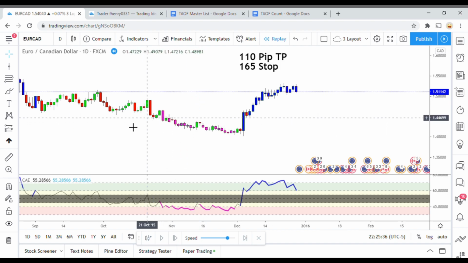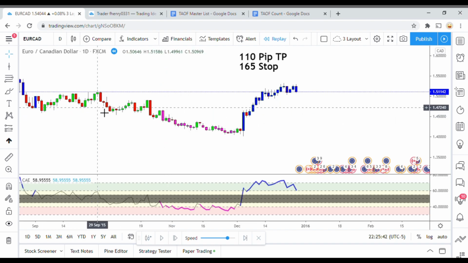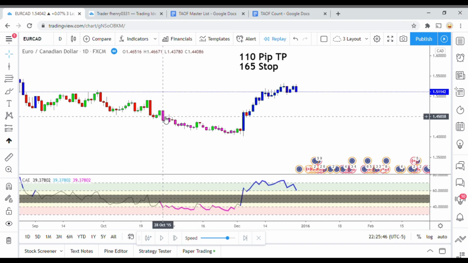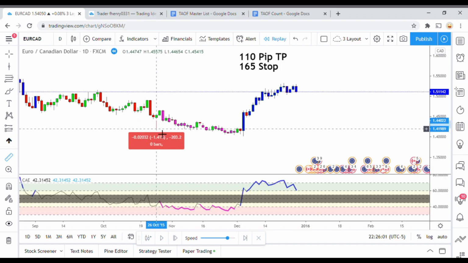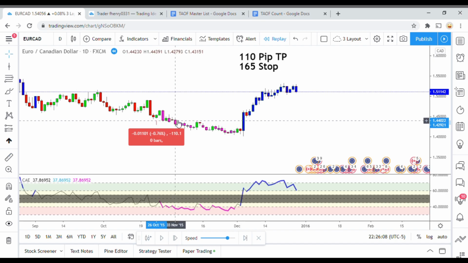And so anytime we do this, let's use this as an example. We had range for a while here. It's regular red and green bars. Then we see a spike to the downside right here, and a purple bar appears. Now, that would have been a signal at the close of this purple bar to go short. We were looking for the 110 pips, and we would have gotten to take profit on this bar right here.